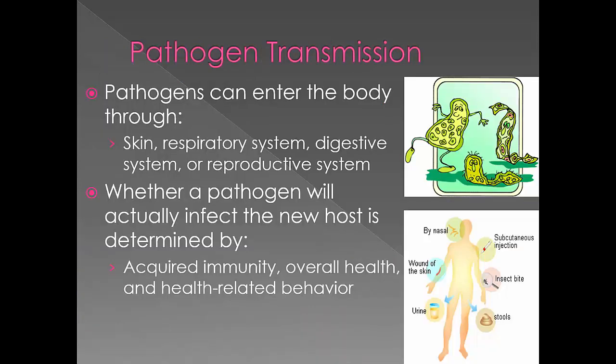Pathogen transmission. Pathogens are looking for openings in the body to enter. Pathogens can enter through the skin, the respiratory system, digestive system, or even the reproductive system. Whether a pathogen will actually infect a new host is determined by several factors, including acquired immunity, the overall health of the individual, and health-related behaviors.